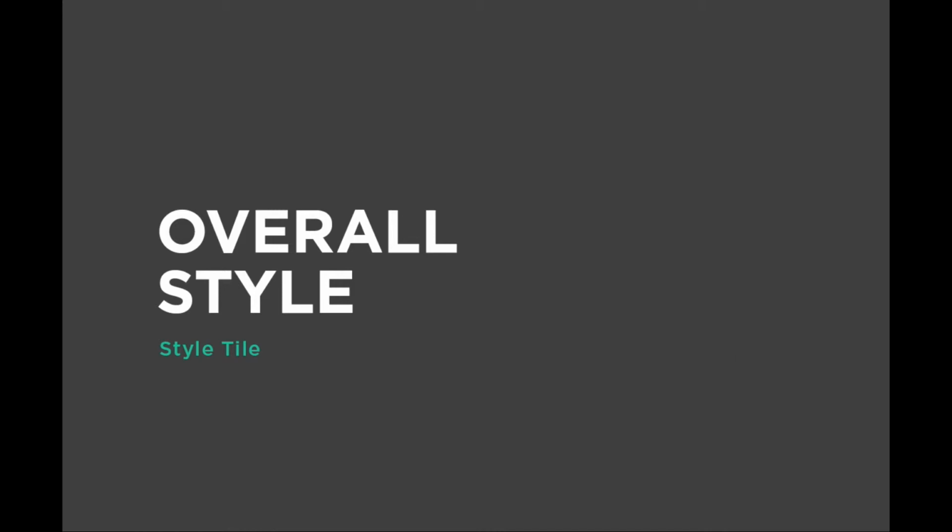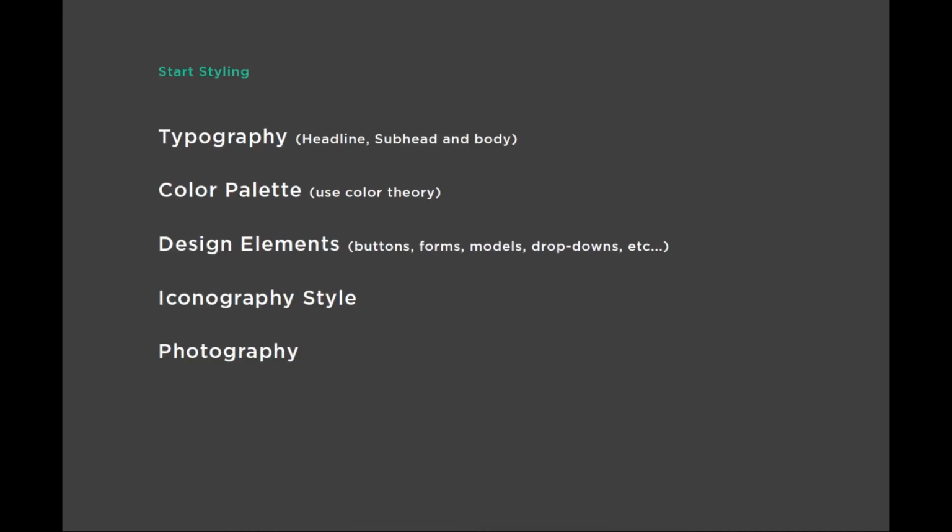Another thing is the style tile, and this is kind of the overall style of your website. What we start doing with style tiles is pulling typography, a color palette, and design elements, and we start designing buttons. If we know that the site has a form or a drop down, we start designing those, and then we also pull from iconography and photography.